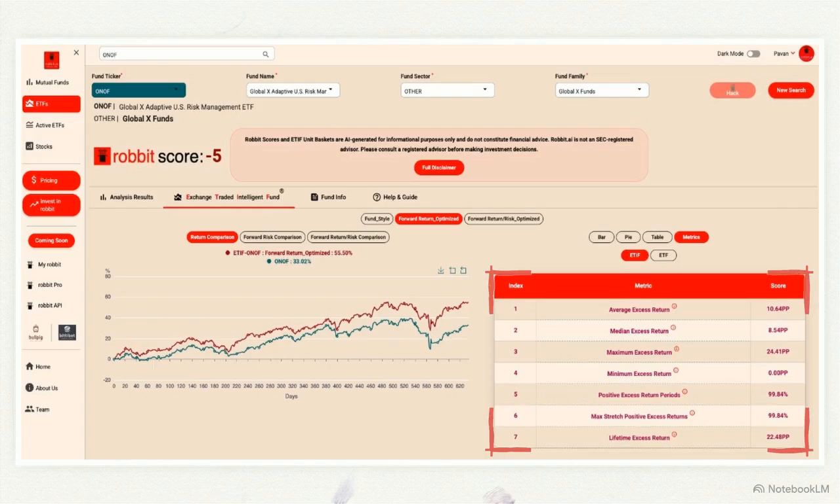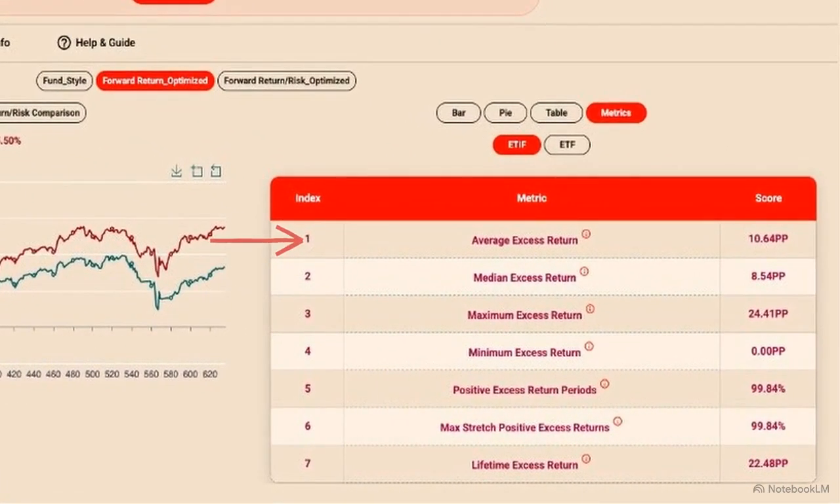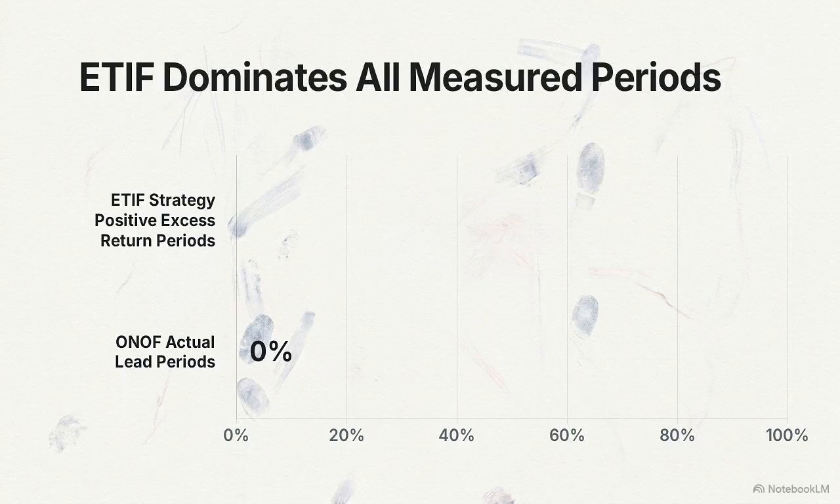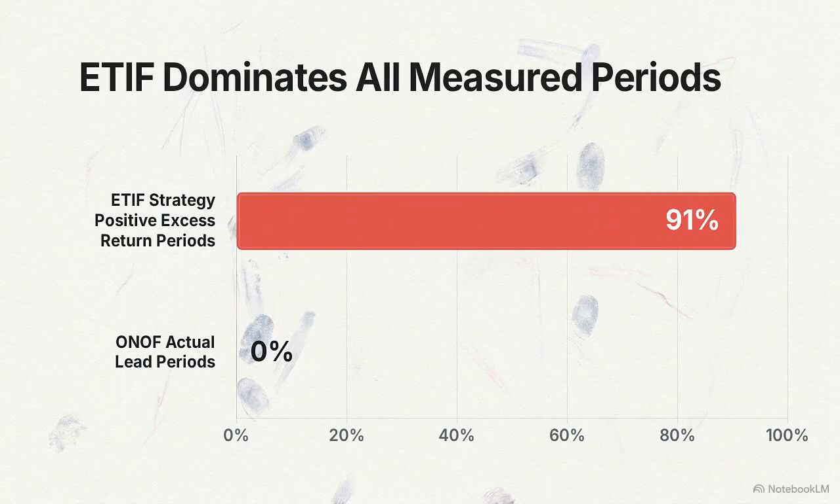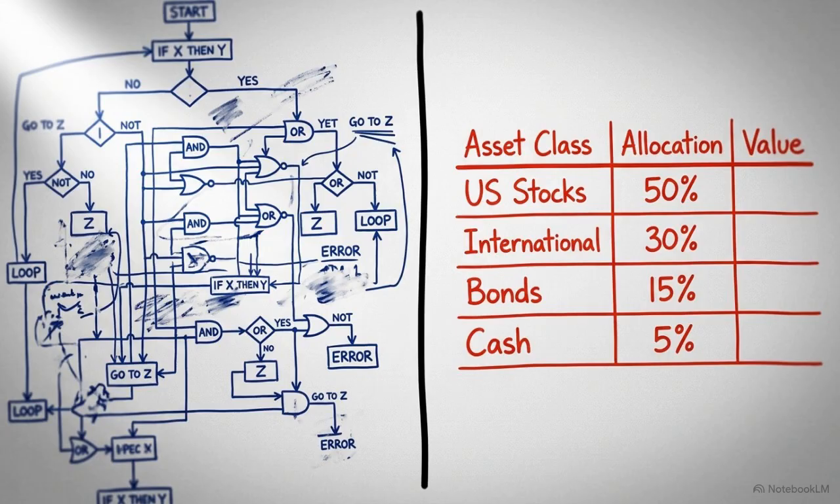The metrics table quantifies exactly how detrimental ONOF active management is over a long horizon. Look at the first index. The static ETF basket captures an average of 10.64 percentage points of excess return per period over the actual ETF. This is not the result of a few lucky trades. The ETF outpaces the adaptive strategy in 99.84% of all measured periods. The active fund almost never takes the lead. At the macro level, the conclusion is absolute. ONOF's complex timing rules fail to match the wealth generated by a static, rigorously optimized factor allocation.